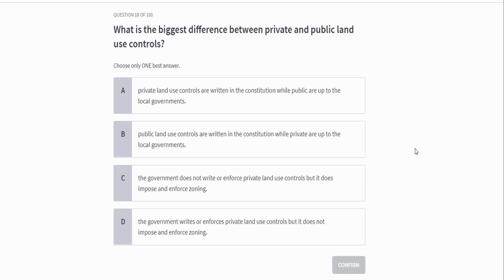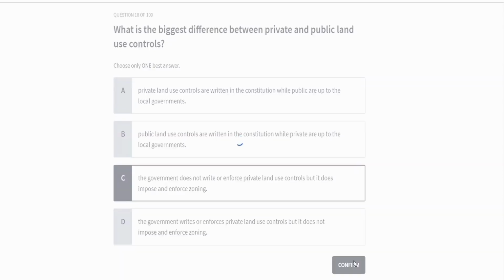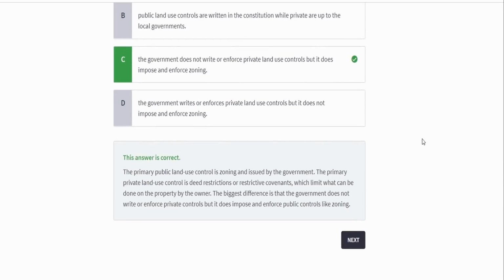All right, so what is the answer on this one? It's going to be C. That's right. The government does not write or enforce private land use controls. Obviously, it does impose and enforce zoning. So let's talk a little bit about that. So first, to start, when you hear these terms public and private, you should start to understand the big picture with what those mean.